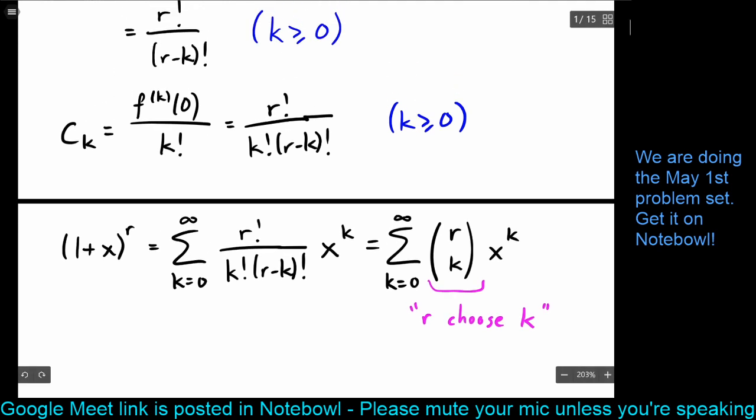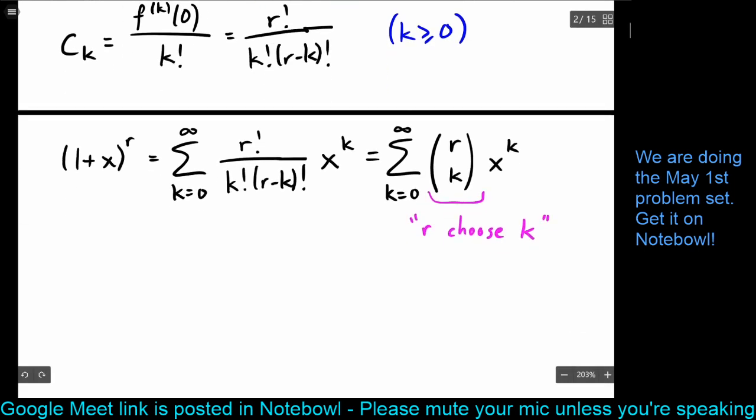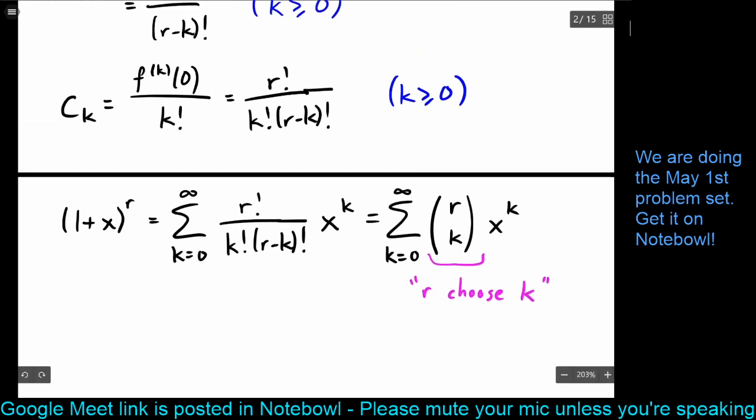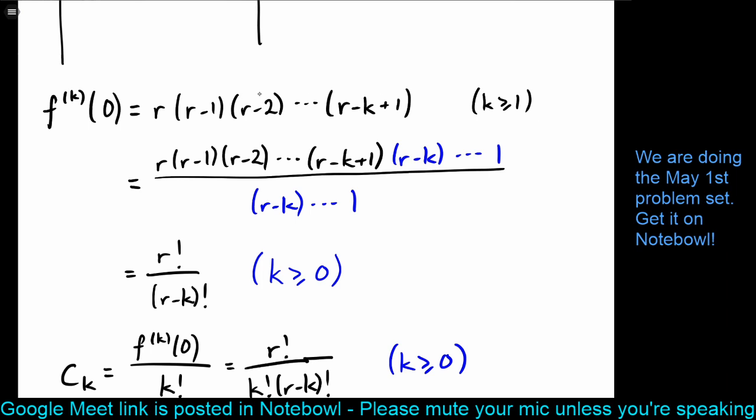All right. So this notation here, there are ways to make sense of this stuff when r is not an integer, but our definition here makes sense when r is an integer. If r is not an integer, then you still compute this same thing here.